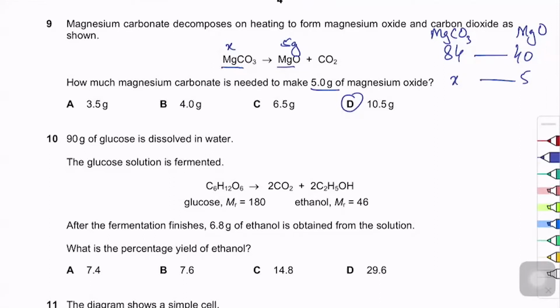I talk about this in any percentage yield question: don't use the output until the end. So they're saying 6.8 grams of ethanol is obtained. We are not going to use it until the end. We are first going to calculate how much ethanol we'll get. We're going to ignore 6.8.